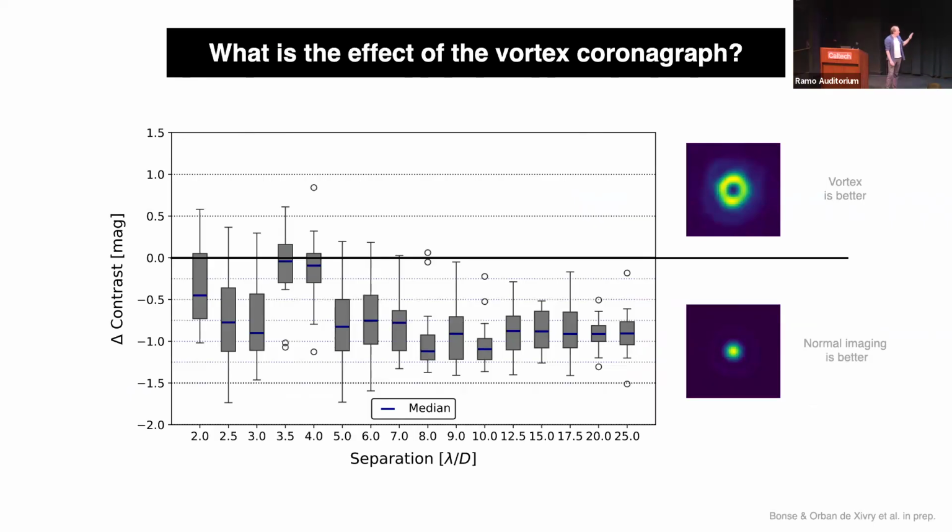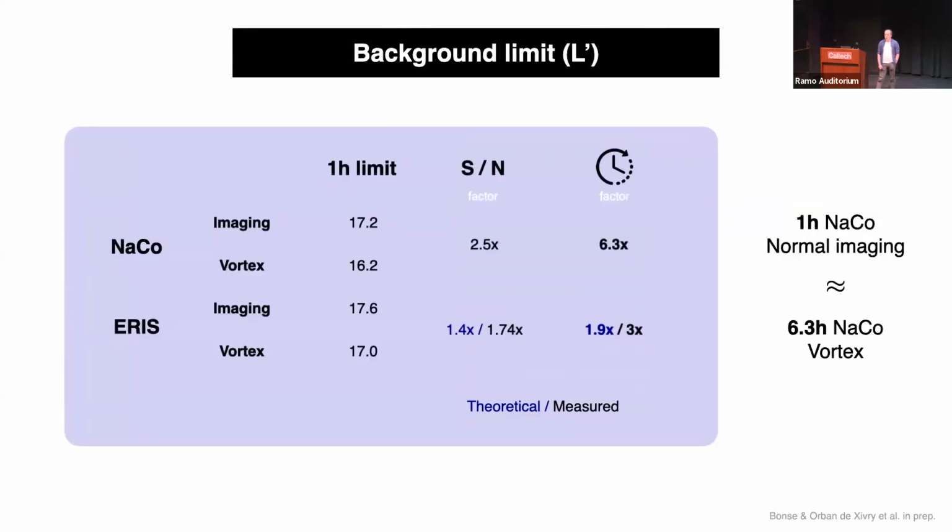So irrespective of whether you are close to the star or further out, there's no improvement. And that was a bit surprising for me, because we knew, at least from theory, that there would be some improvements, at least in contrast. So we had a bit of a deeper dive into that, and I want to give you some first results on that. In the background regime, the numbers for NaCo are quite severe. So for 1 hour of imaging, you need 6 hours or more of vortex data to reach the same sensitivity limits. So that's pretty severe for large surveys.